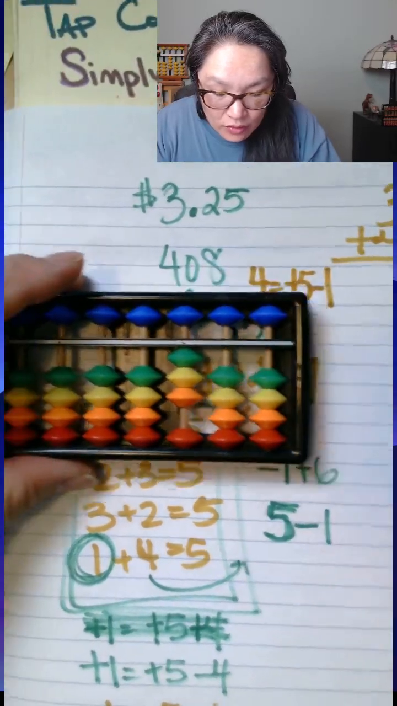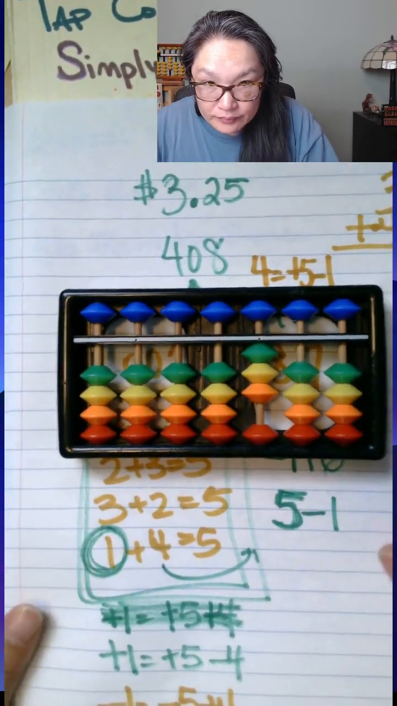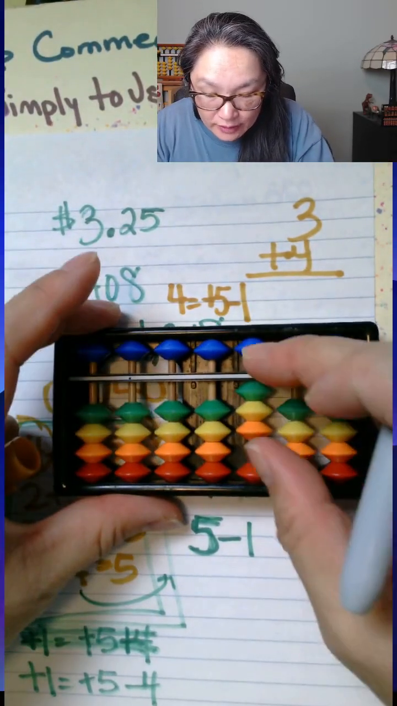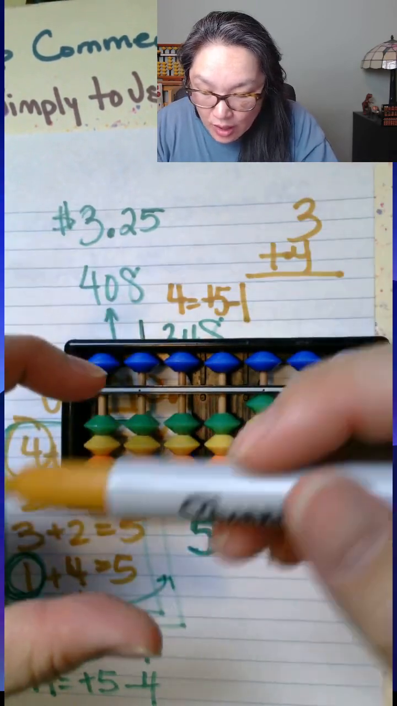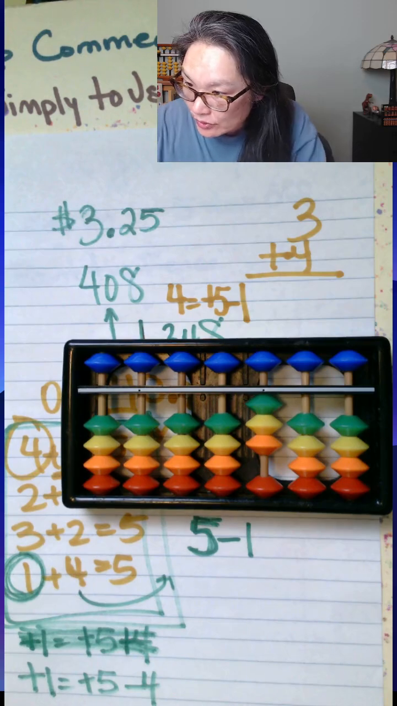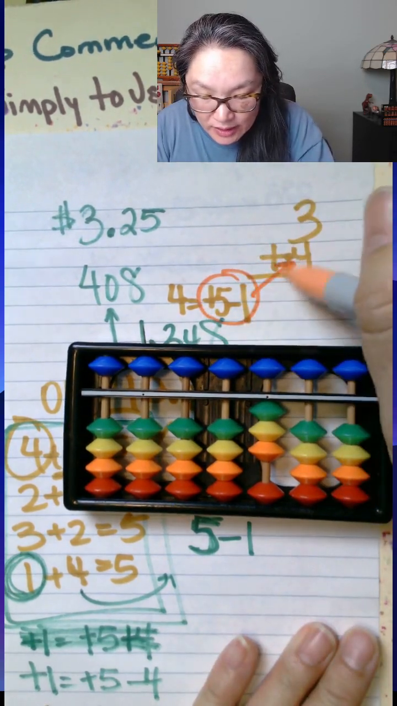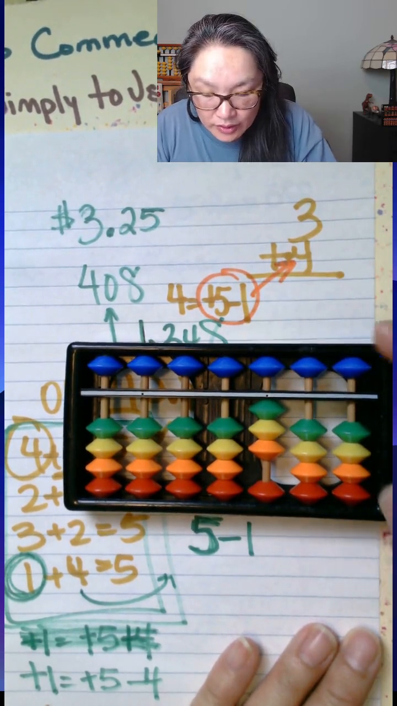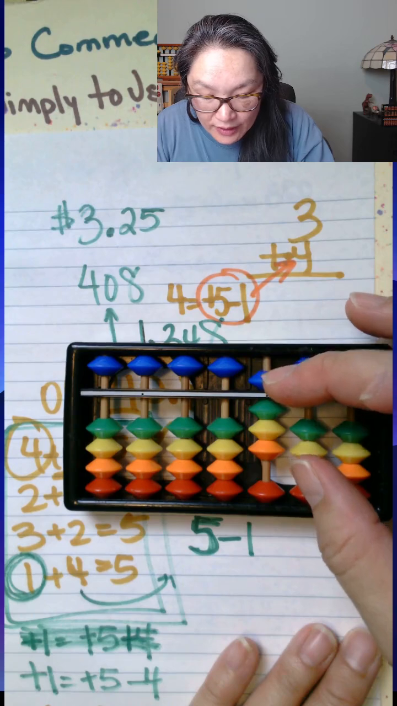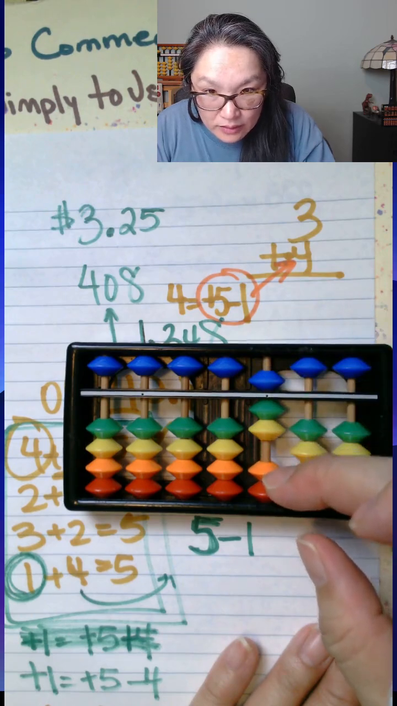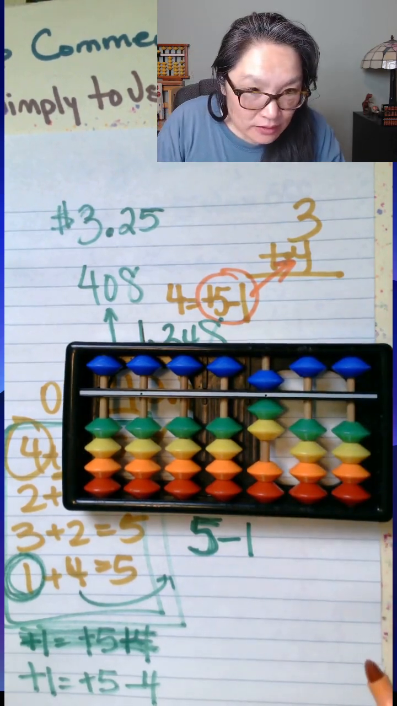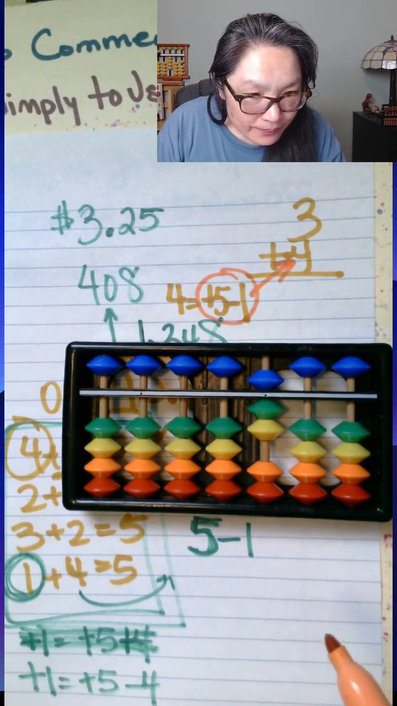So now I have 3. I need to add the 4. I'm going to substitute this equation into here. So what we're going to do is plus the 5 and take away the 1. So then my answer is 7. Did that make sense?